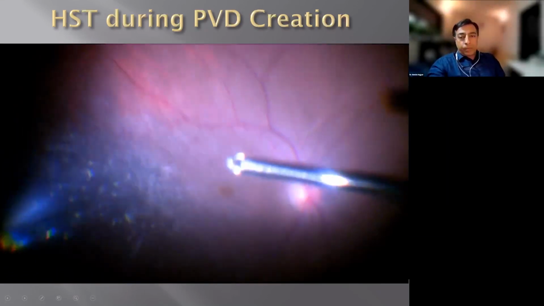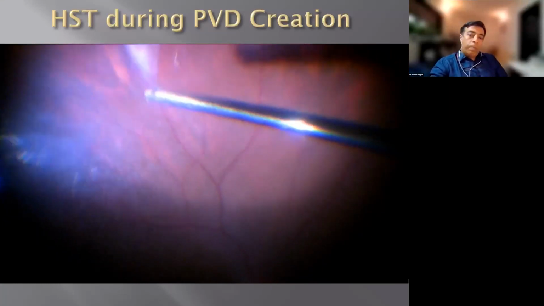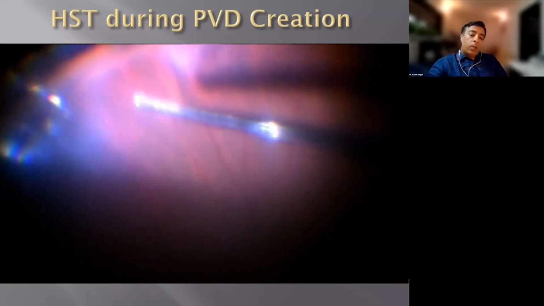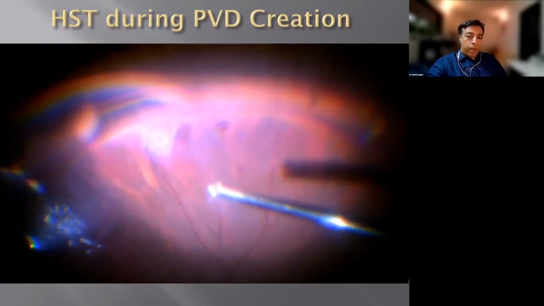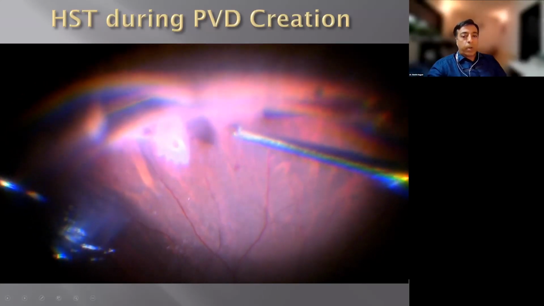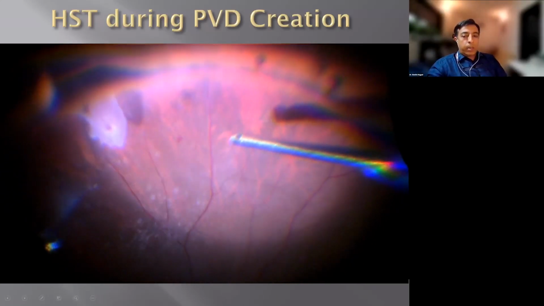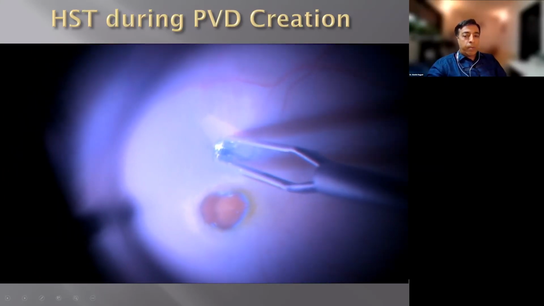Now, this is a case where I'll show you a few complications, where when you do a PVD induction, you have to always look for, especially the inferior periphery, where you may have sometimes holes or tears created. And this is one such case. You can see that as soon as I finished PVD creation and I looked below, I saw a little hemorrhage and a tear which had come up.